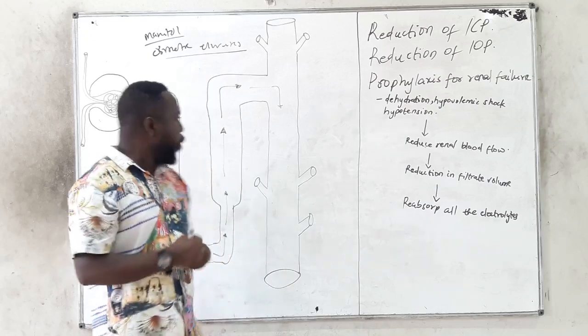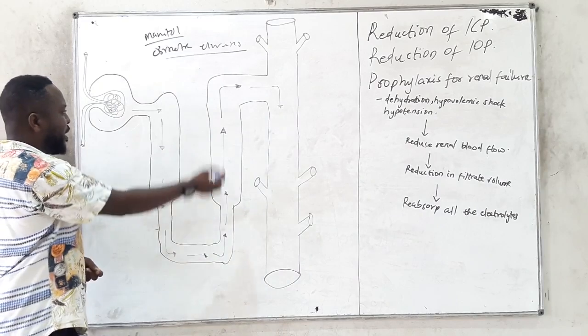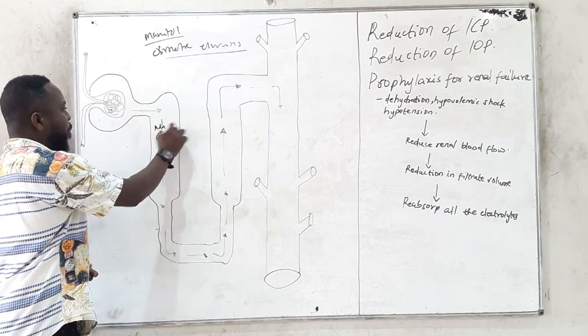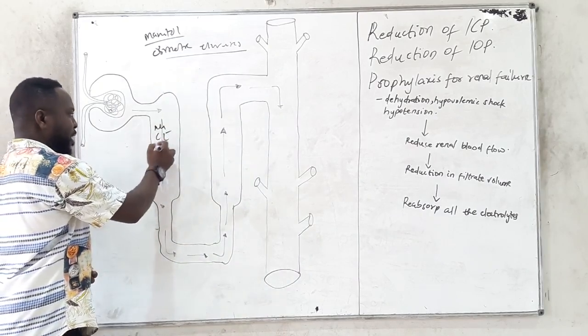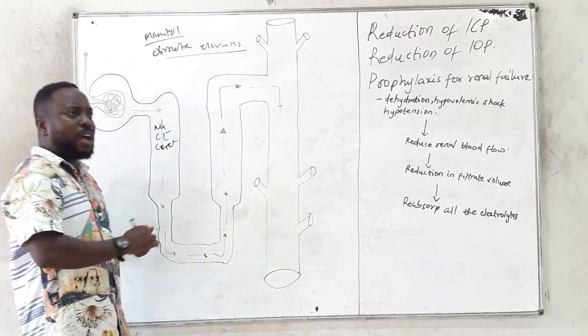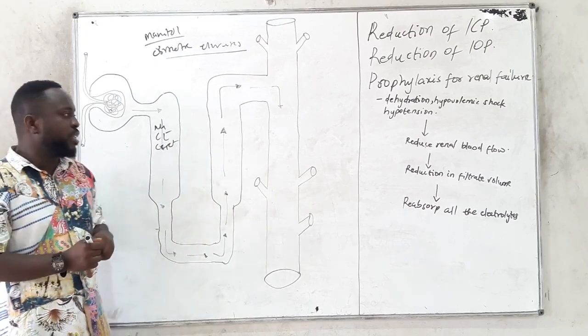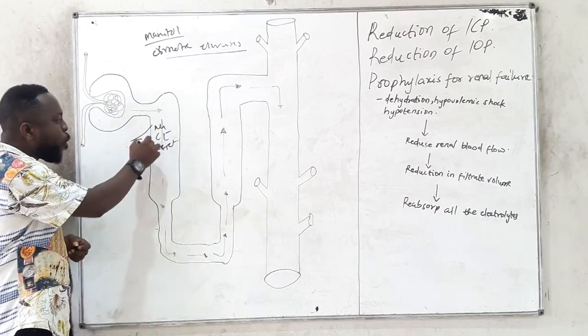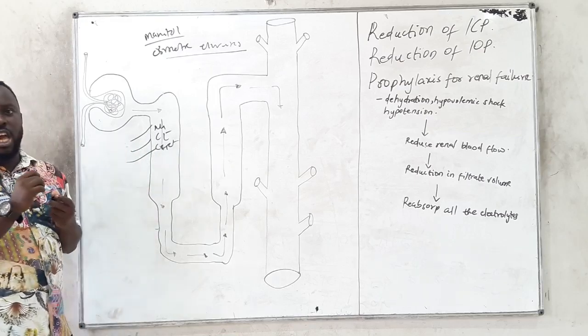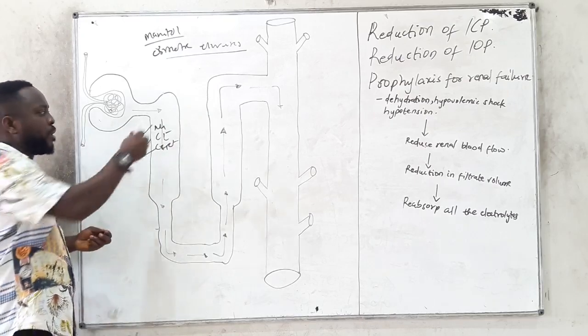So if, let's say, at this point in time, the filtrate coming in is less, and we have sodium, we have chloride, and let's assume we have calcium over here. Because of the low blood volume or low filtrate that gets to the kidney, the body will reabsorb almost all the electrolytes. And if the body is reabsorbing all these electrolytes, then what will happen?